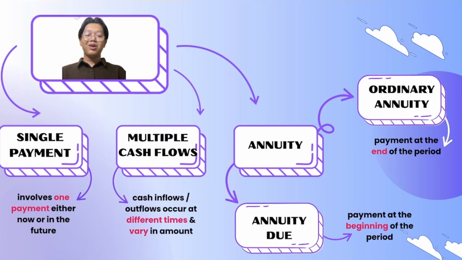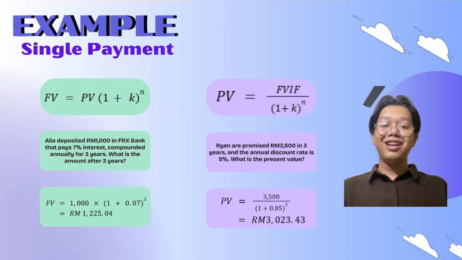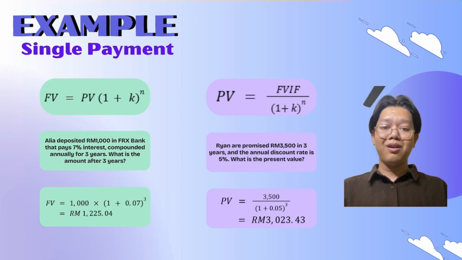We can apply this concept to three types of cash flows. The first one is single payment, which involves one payment either now or in the future. The second one is multiple cash flows, where cash inflows or outflows occur at different times and vary in amount. The third one is annuity, which can be split into two: ordinary annuity, where payments are made at the end of the period, and annuity due, where payments are made at the beginning of the period. Now, let's look at an example of a single payment.